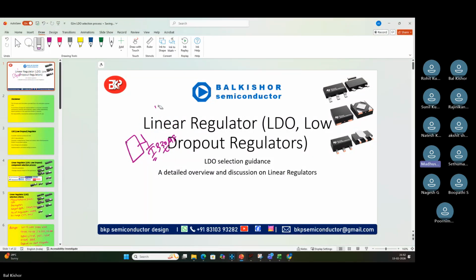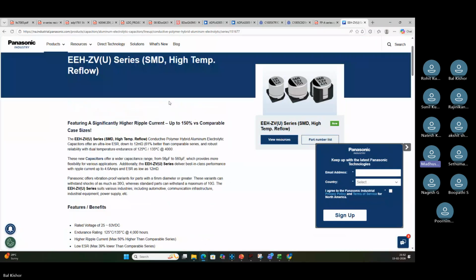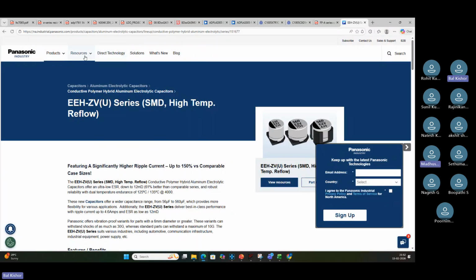Polymer, sir. What you told one more? Yeah, polymer. Okay. So at what time do we have to choose one polymer over tantalum or vice versa? Is there any difference between them?